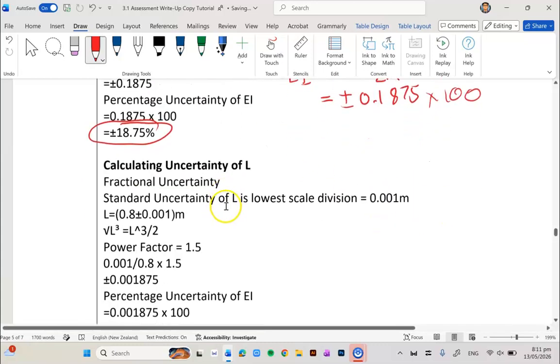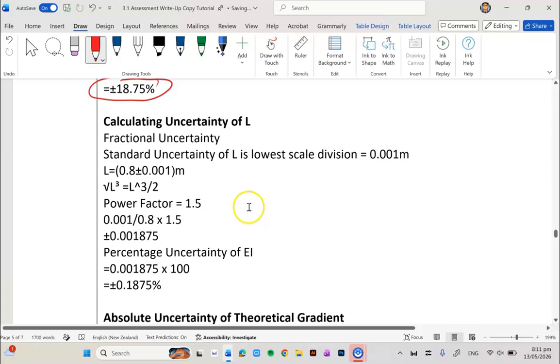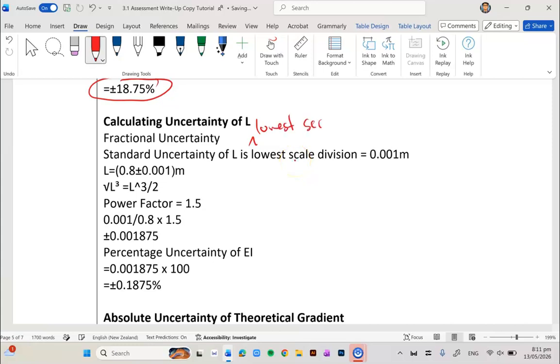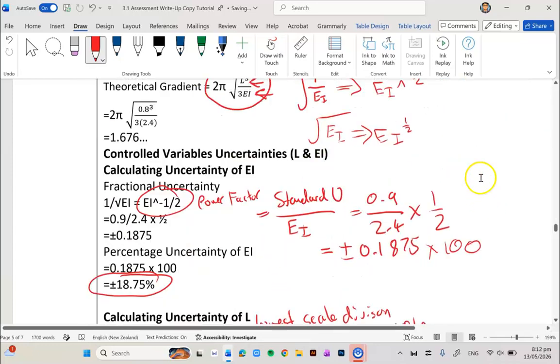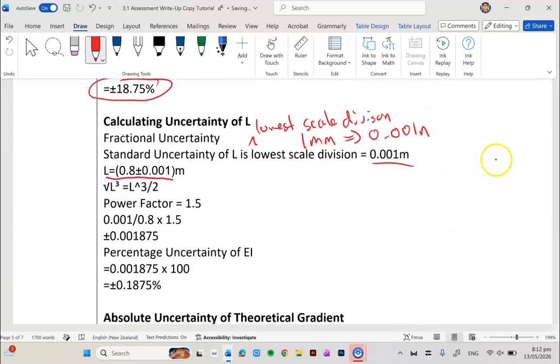And you would repeat this for the uncertainty of L, but remember, L has got a different power factor and different standard uncertainty. They haven't given you a standard uncertainty of L, so you just have to assume it's the lowest scale division, which is 1 millimeter, or if we convert that to meters, 0.001 m, which is what I've got here. And the 0.8, remember, is the length that you picked. So this is your form with its standard uncertainty.